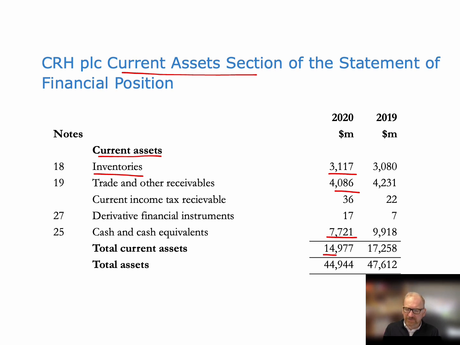And that gives us a total for current assets of 14,977. And if you add on non-current assets, which we saw in the previous slides, you get 44,944. And of course, the figures over here in this column, these are the equivalent figures from the 31st of December 2019. So the same figures from last year.